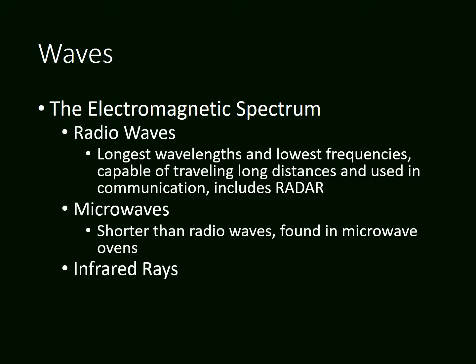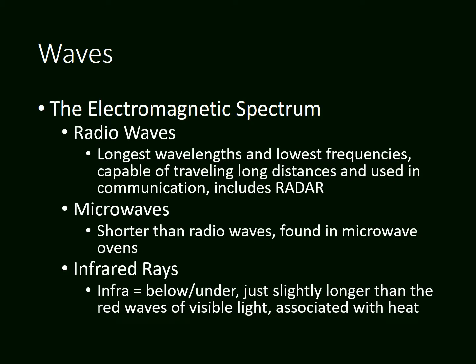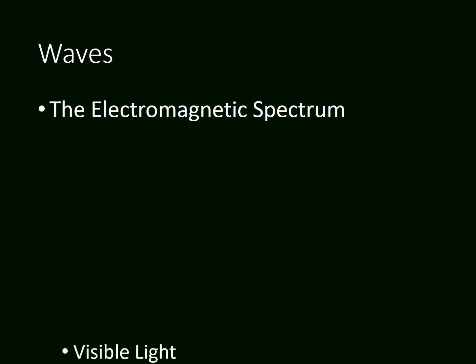Next we have infrared rays. Infra means below or under, so these are just a little bit longer than the red waves of visible light. Infrared, the biggest thing here is that this is associated with heat. This is actually the heat that we get from the sun. This is when something is giving off heat. It is in the infrared spectrum. So next we move up to visible light.